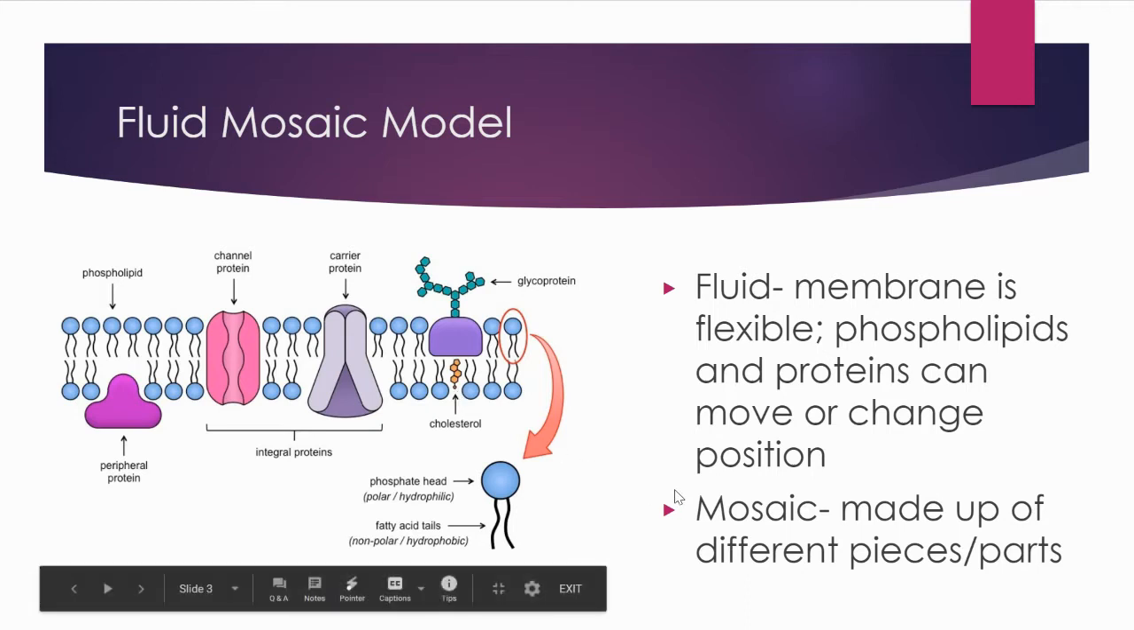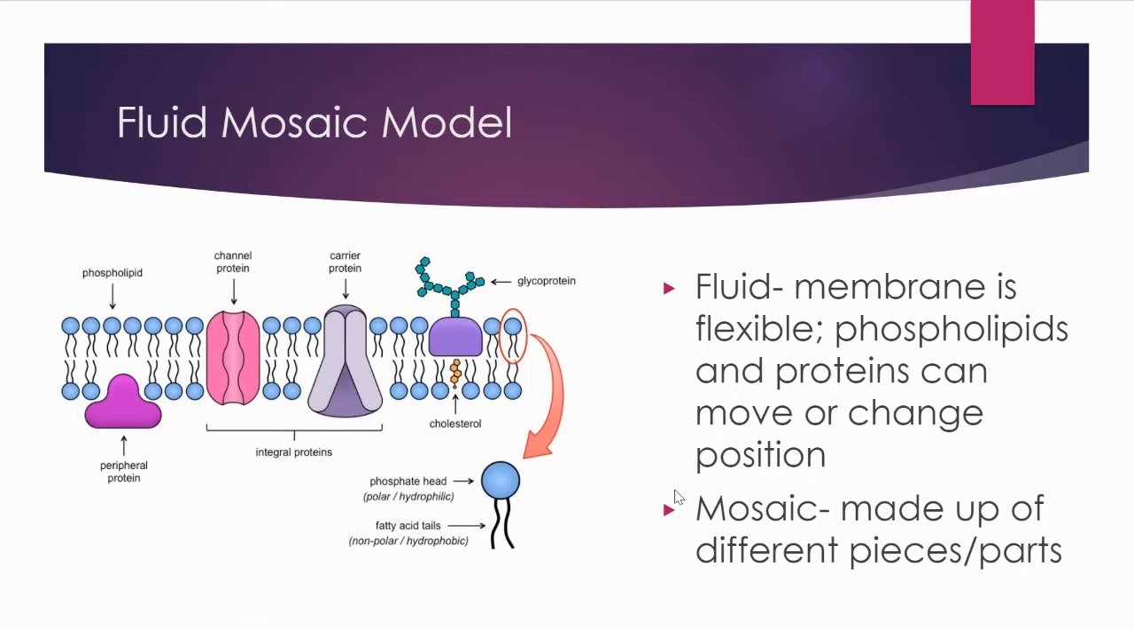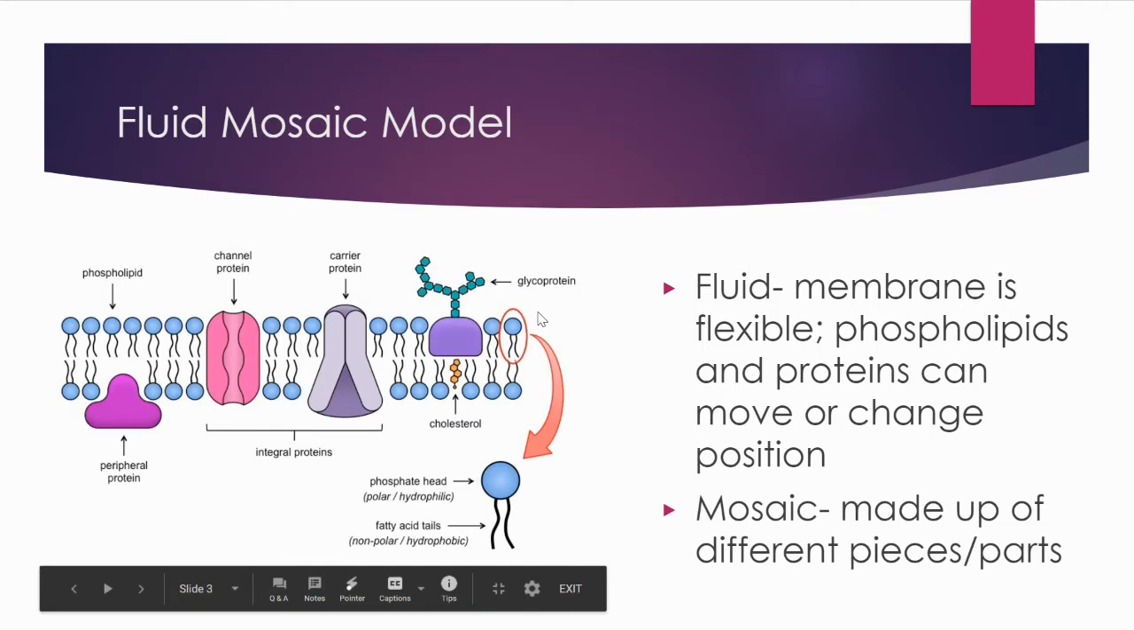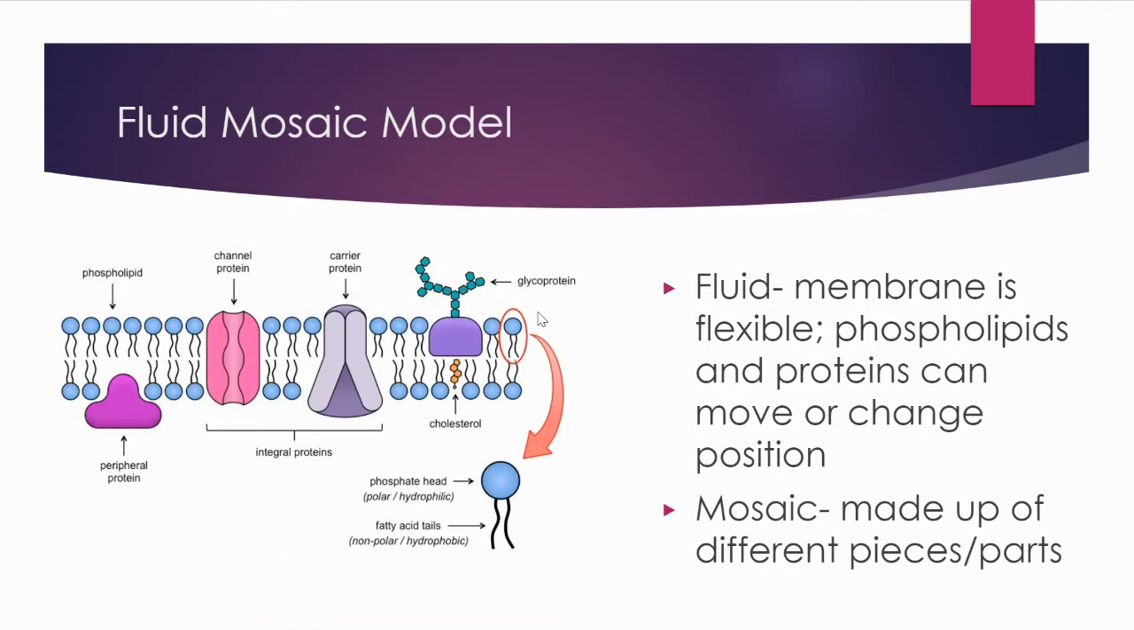And it's like a mosaic. If you've ever studied mosaics in an art or a history class, mosaics are made up of different small pieces or parts. And you can see here in the cell membrane, the fluid mosaic model, that it is like a mosaic because there are many different parts. There's phospholipids, there's cholesterol, and there's different proteins.